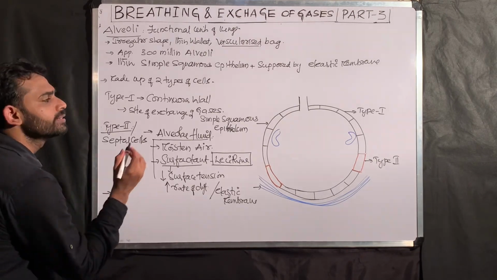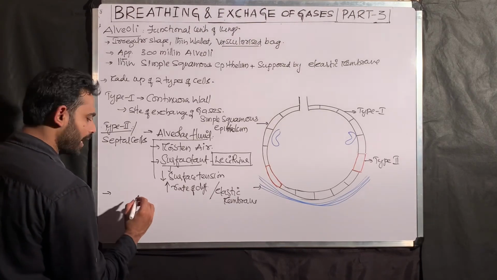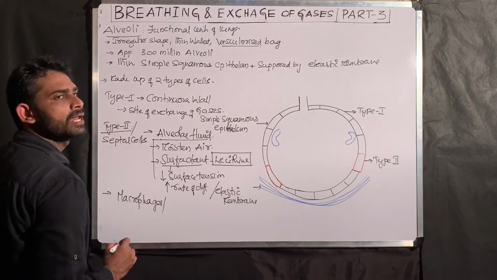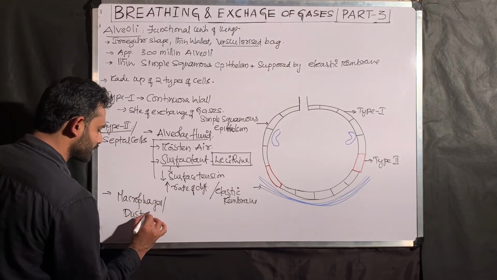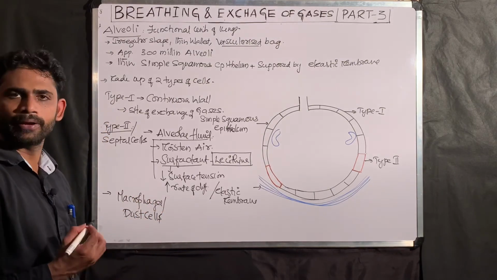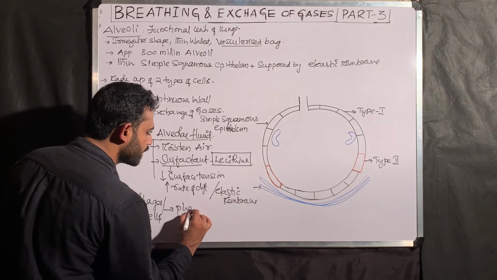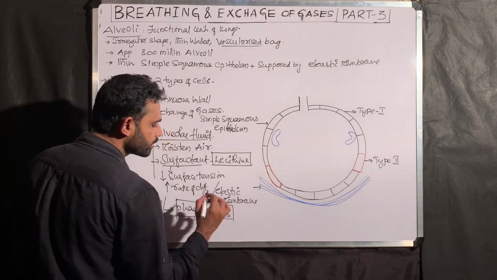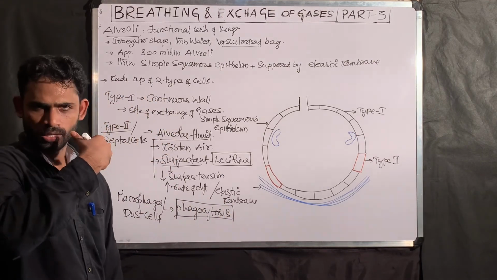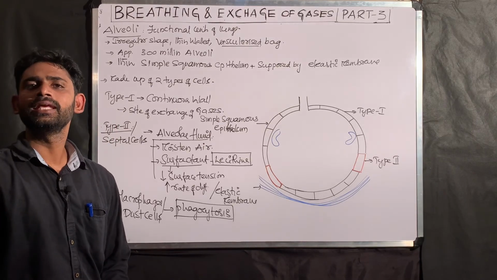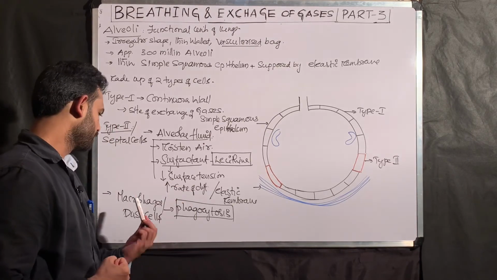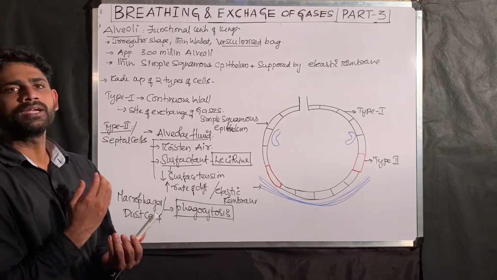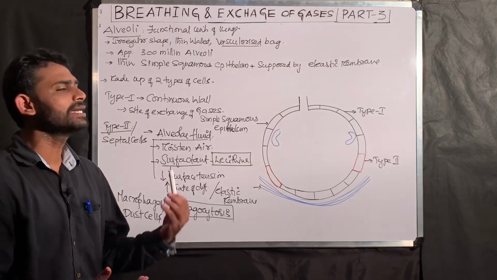The last point, this alveoli contain macrophages. Alveolar macrophages, also called dust cells. When I say alveolar macrophages, immediately you can tell the function is phagocytosis. Phagocytosis means any foreign particle or bacteria entering into the alveoli through inhaled air gets engulfed and killed by these dust cells or alveolar macrophages. This is about the ultrastructure of the alveoli and its importance.